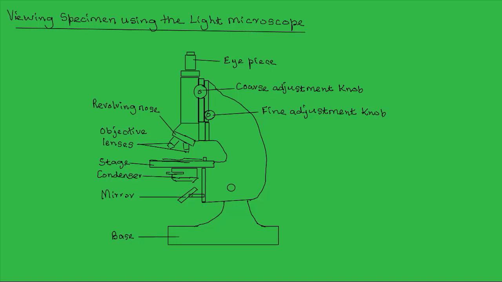Viewing specimen using the light microscope. The light microscope has two lenses. There is the eyepiece lens and the objective lenses.